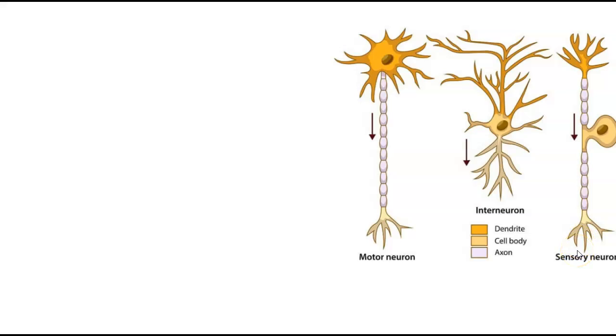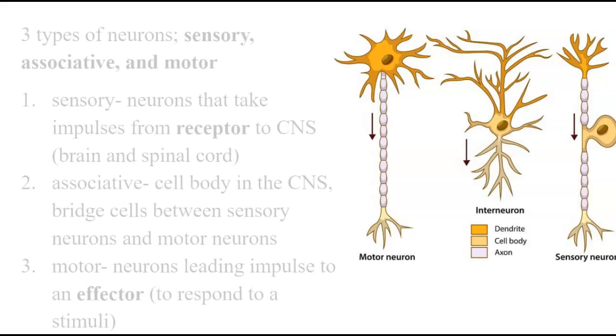Sensory neurons take information from your senses, bring it into the central nervous system, spinal cord or brain, and then the interneurons decide what to do with it. Motor neurons are the ones that bring messages out from the central nervous system to the rest of the body and signal your body to do something in response. We'll learn more about them when we talk about the reflex arc in the nervous system unit or chapters.